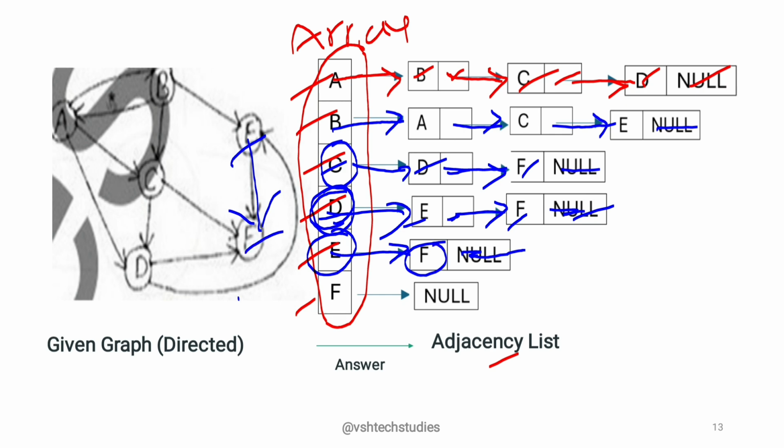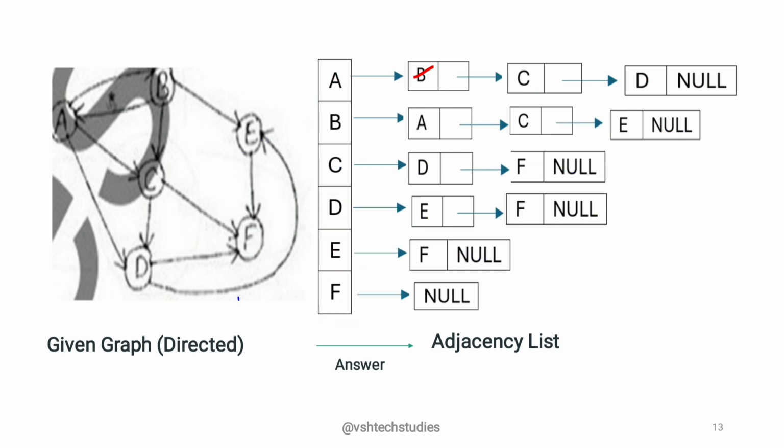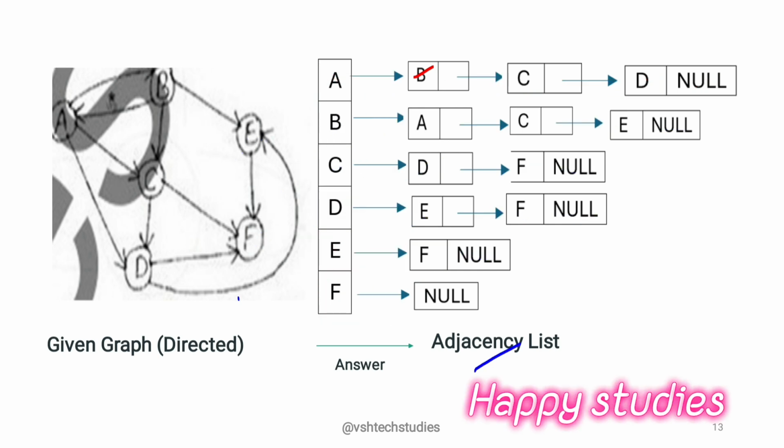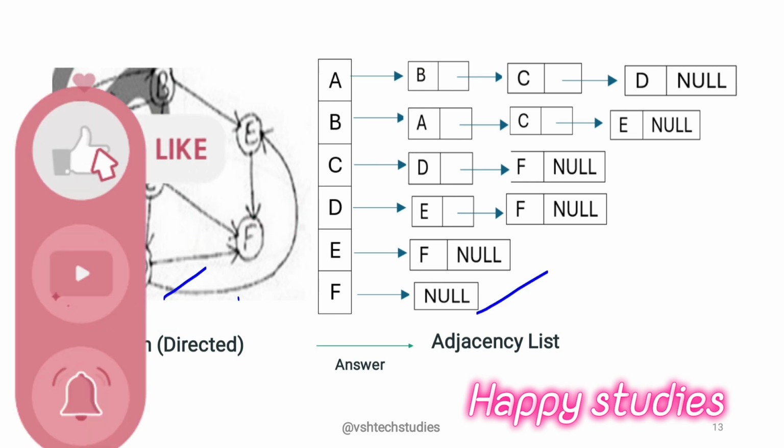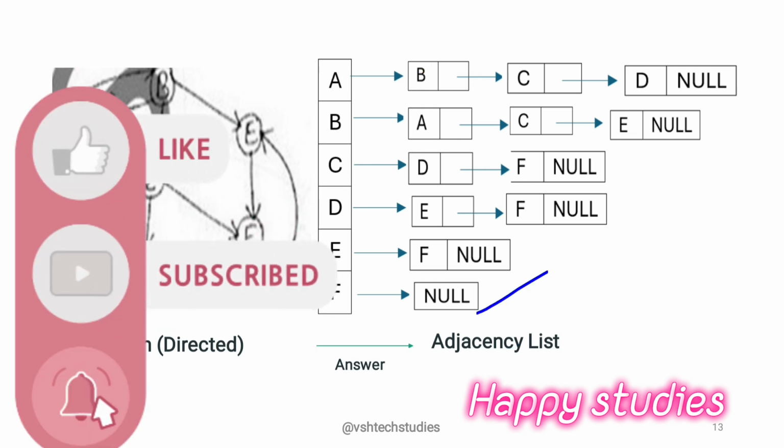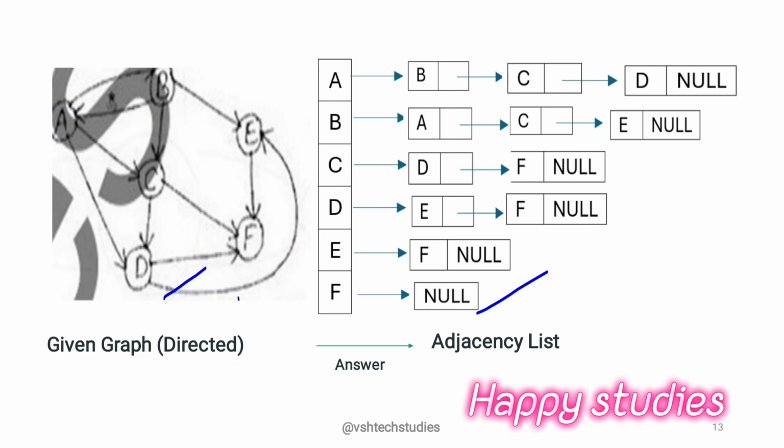Then node F is not connected with an arrowed line to any other node. So in this array location, null is stored. This is how the adjacency list is written for the given graph. That completes the solution. I hope you understood. Thank you.